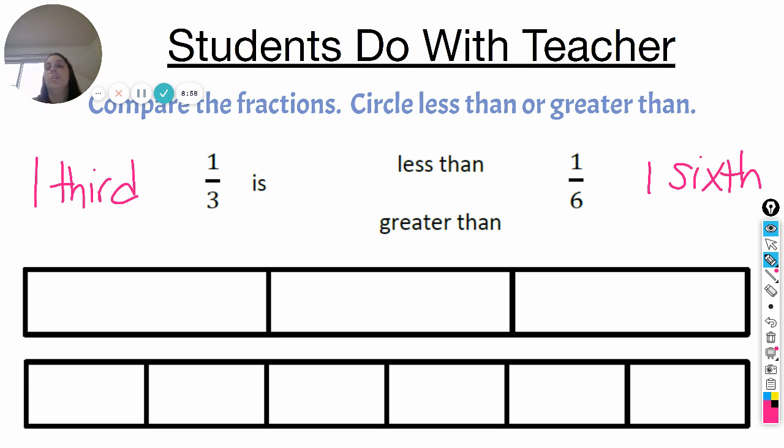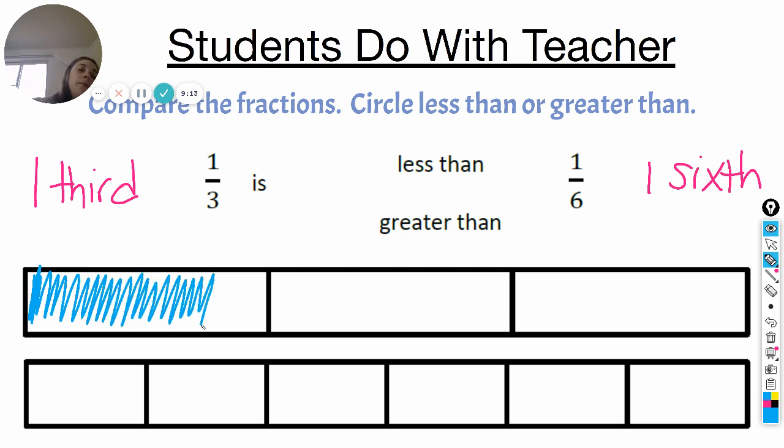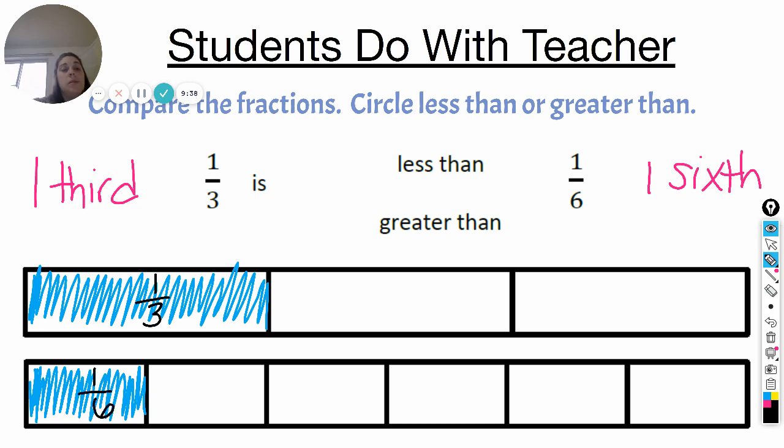Okay, so now you should have your fraction strip broken into thirds and your fraction strip broken into sixths. First, let's make 1/3, which is 1 out of the 3 pieces, and we're going to shade that in. Next is 1/6, so we're going to shade 1 out of the 6 pieces. And now we just need to compare them. We can see that this 1/3 piece is longer or takes up more space, okay?